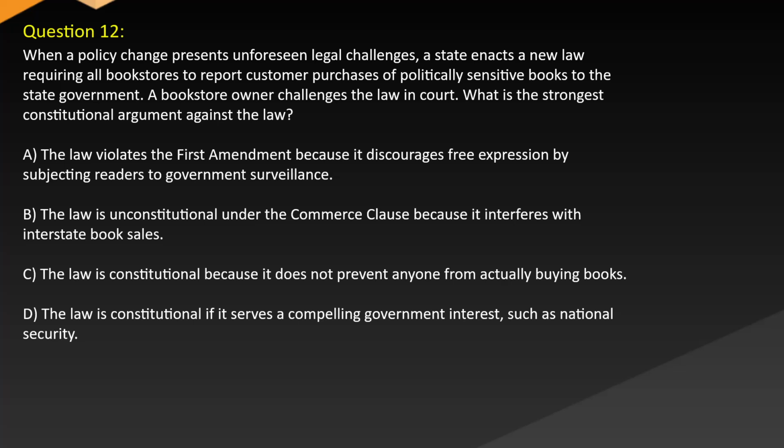A. The law violates the First Amendment because it discourages free expression by subjecting readers to government surveillance. B. The law is unconstitutional under the Commerce Clause because it interferes with interstate book sales. C. The law is constitutional because it does not prevent anyone from actually buying books. D. The law is constitutional if it serves a compelling government interest, such as national security.